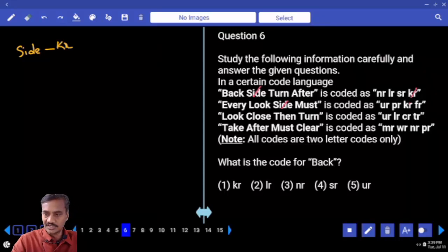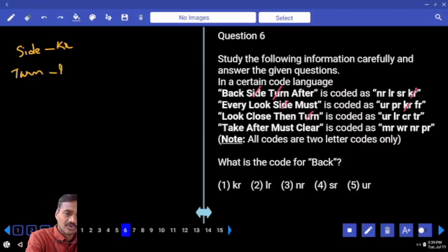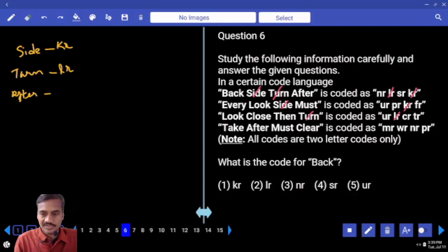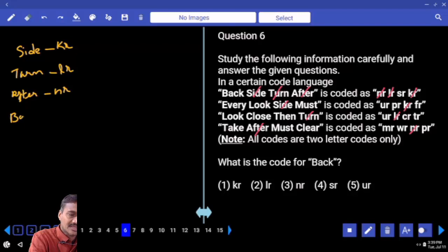Now if you compare the first and the third, back, turn, after, turn is the word that is common between the first and the third, and the code that is common between these two is LR. The code for turn is LR. Then if you compare 1 and 4, back and after, after is the word that is common, and the code that is common between these two is NR. After is NR. Then finally we are left with the word back, and the code for back is SR.